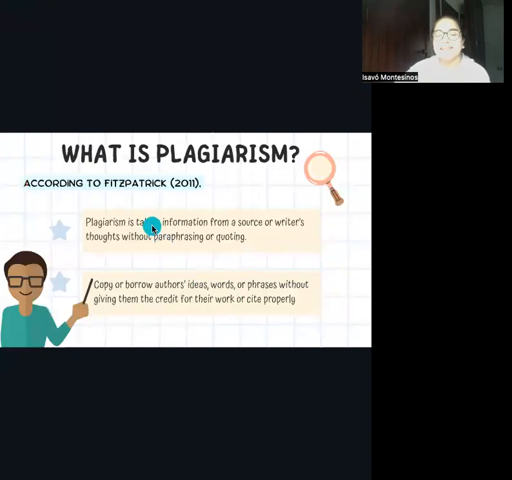What is plagiarism? According to Fitzpatrick, plagiarism is taking information from a source or writing their thoughts without paraphrasing or quoting. In other words, it is a kind of sharp practice, since you copy or borrow authors' ideas, words, and phrases without giving them credit or citing properly. Additionally, using others' ideas from any sources and presenting them as your own research is considered plagiarism as well.